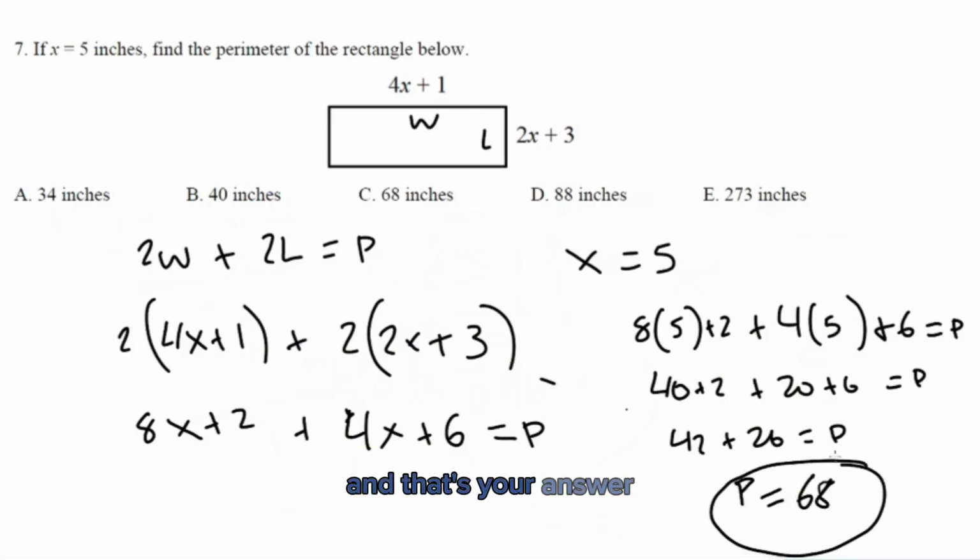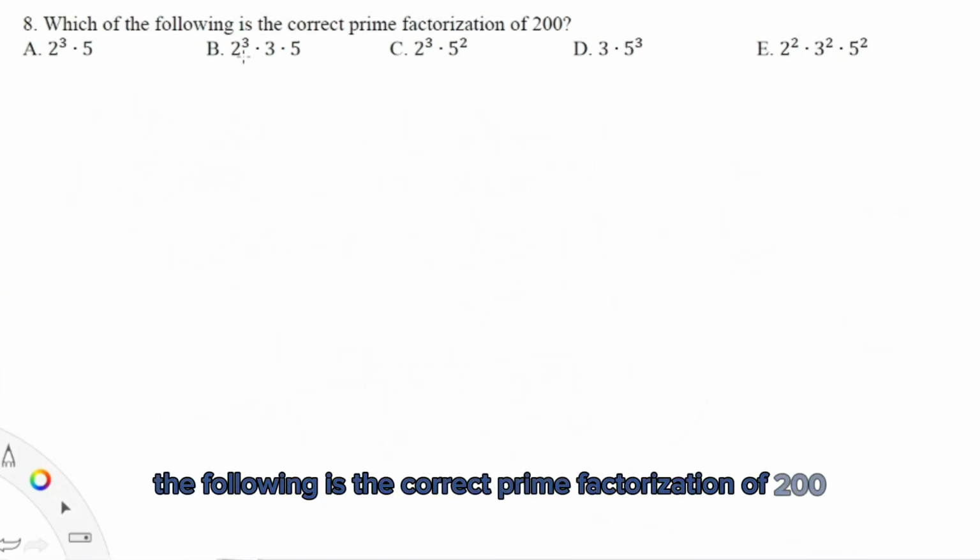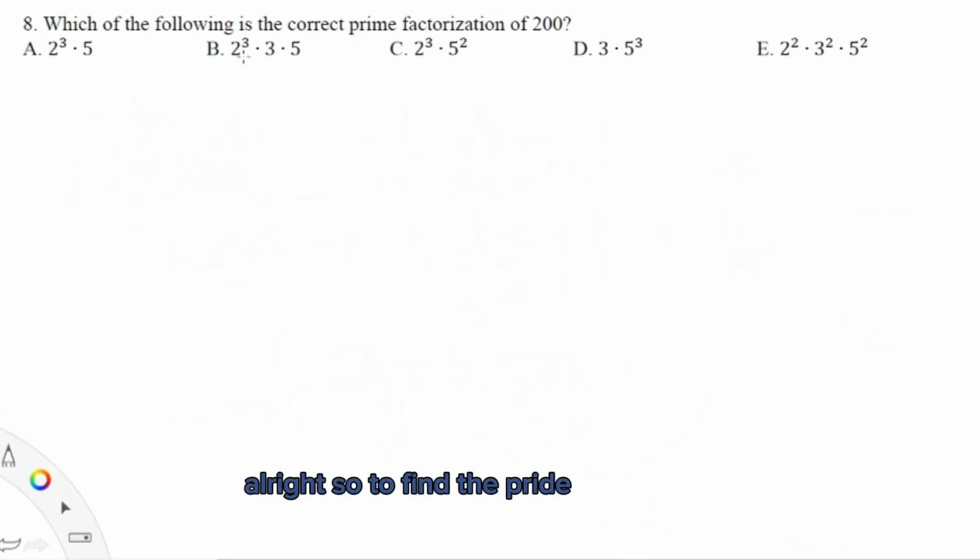And that's your answer. Next, which of the following is the correct prime factorization of 200? Alright, so to find the prime factorization, we have to break the number down into the smallest prime numbers possible. I have more on this in a separate video just about prime factors, but let's continue with this problem. So we have the number 200.